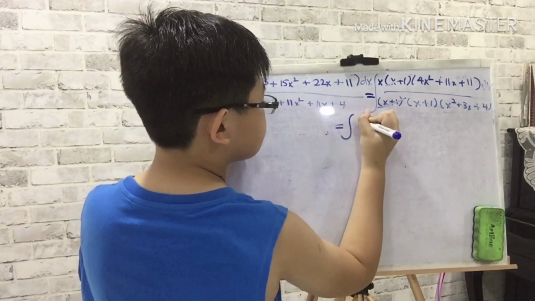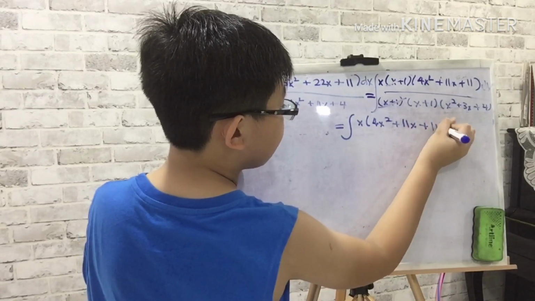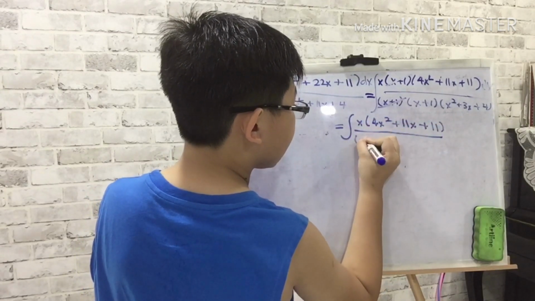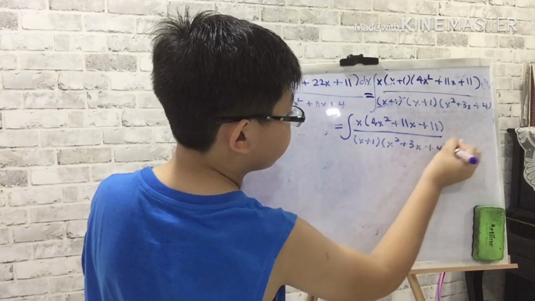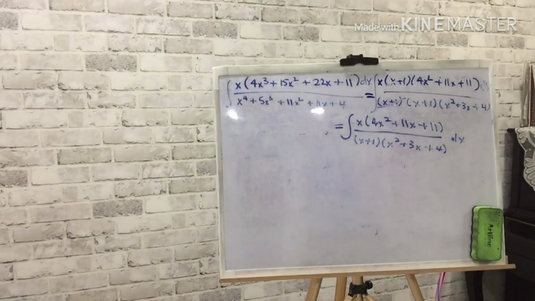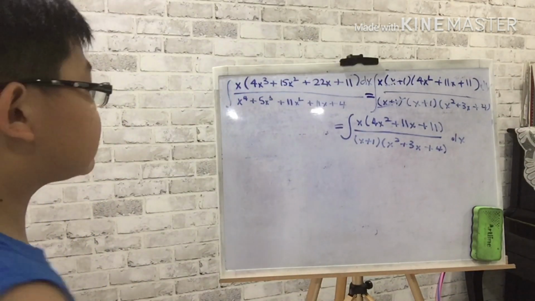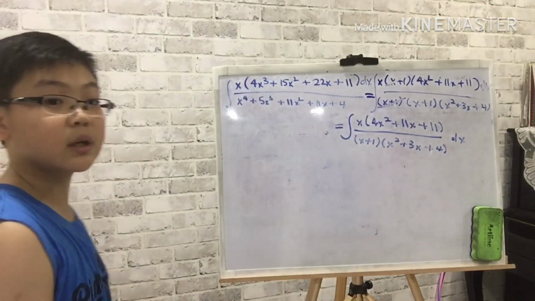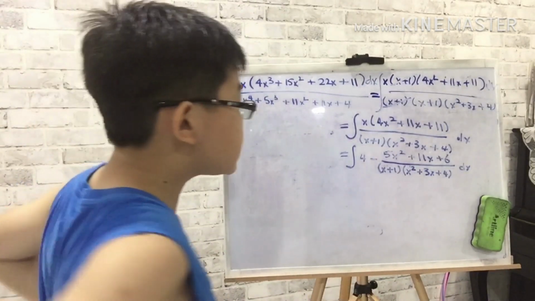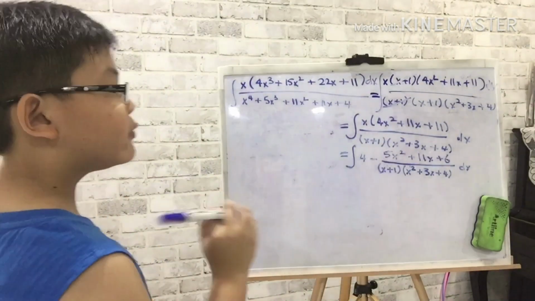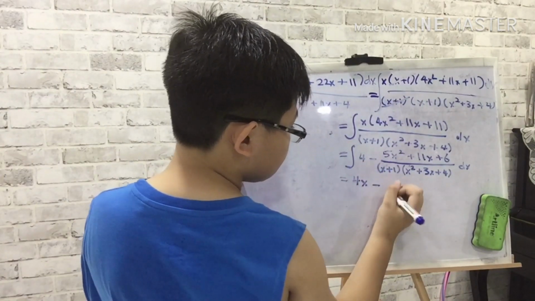But firstly, I'm just gonna write this down simpler. It's x, 4x squared plus 11x plus 11 over x plus 1, x squared plus 3x plus 4 dx. So from here, remember I said I was gonna go through all the steps. No, I'm not going to. I'm just gonna show that this is just another fraction. And I'll just instead show that if you use polynomial long division, you'll get this. So from here, it's just really easy. You just have 4x minus the integral of this.